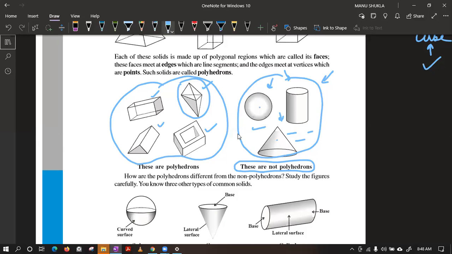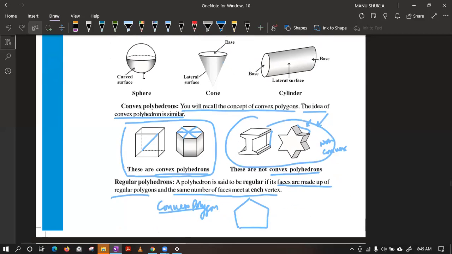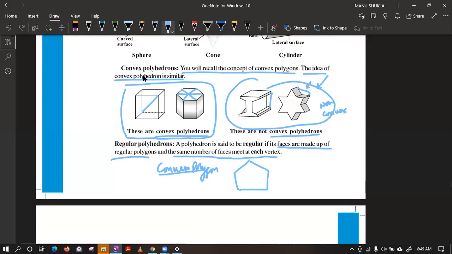Okay. Now you can see this cuboid is a polyhedron. This figure is also a polyhedron. This is your prism, a polyhedron. This is also a polyhedron because it is made up of all the polygons attached together on their edges. Now let's see the next concept that we studied yesterday, convex and concave polyhedron.